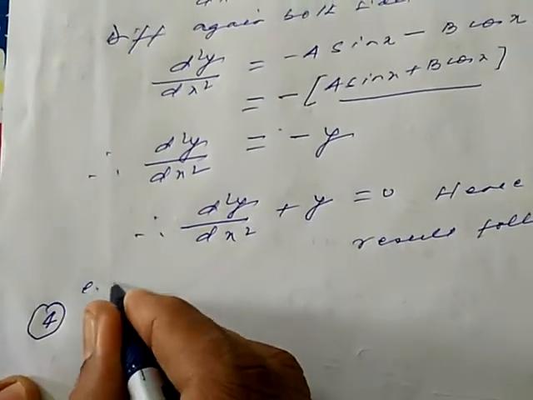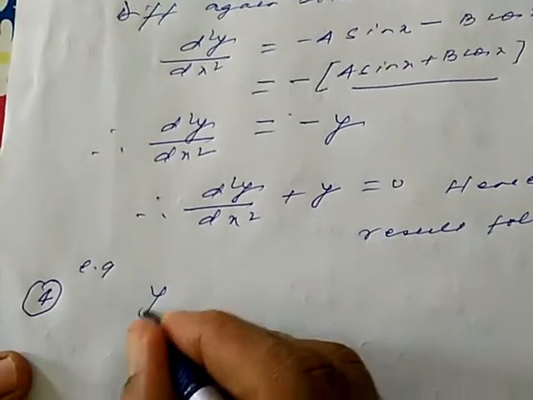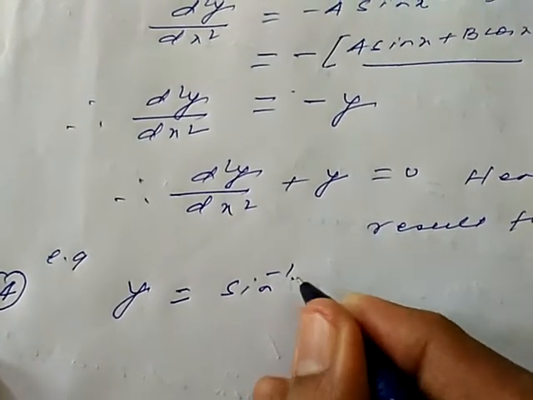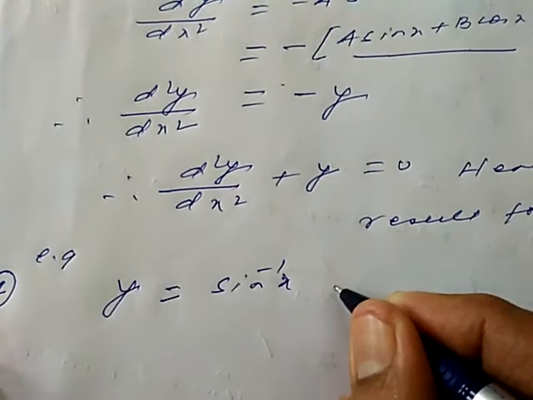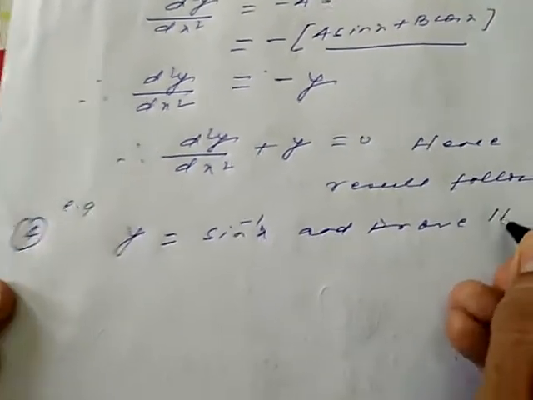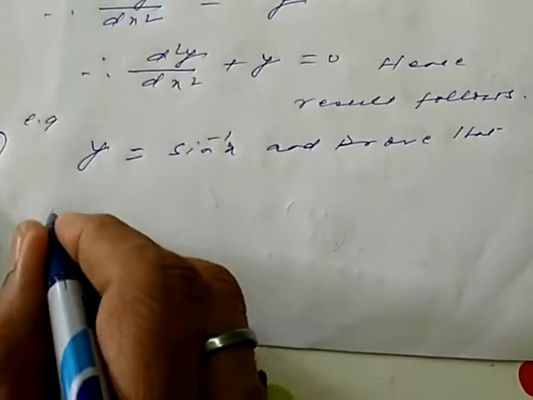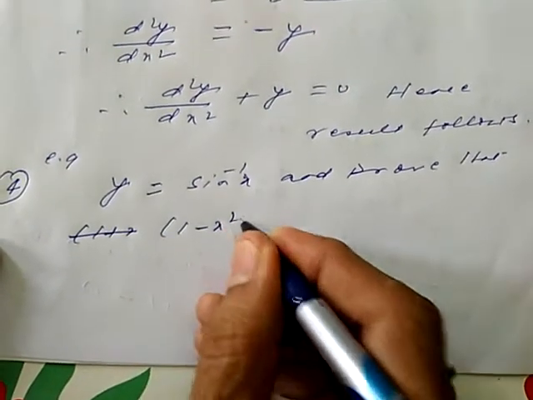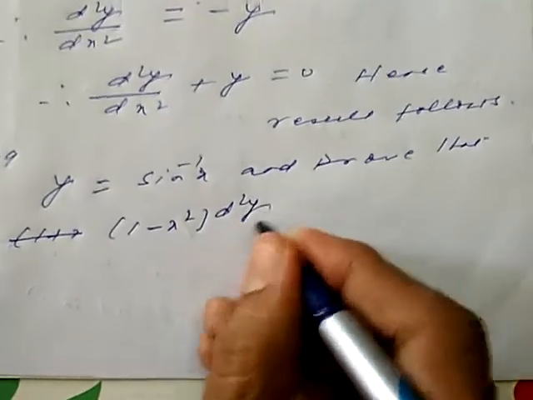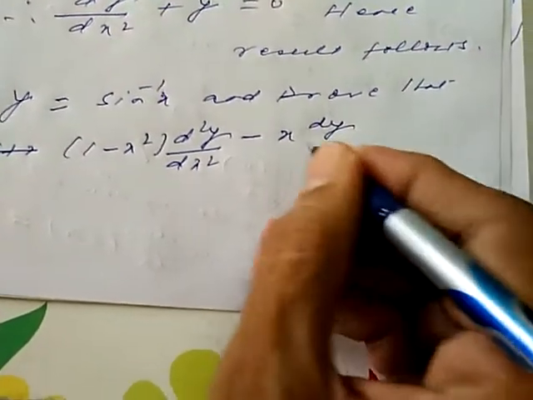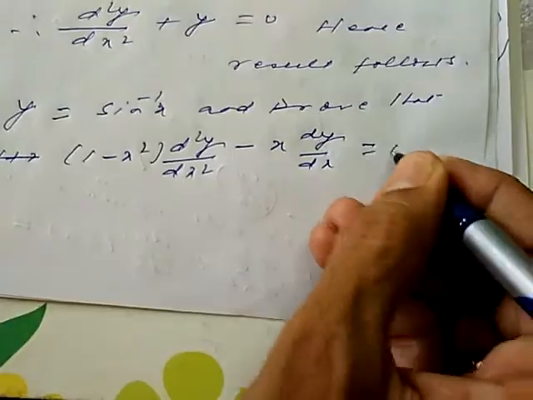Example number 4. This is y is equal to sine inverse of x, and prove that 1 minus x square d2y upon dx square minus x dy by dx will be equal to 0. How will we proceed for this one?